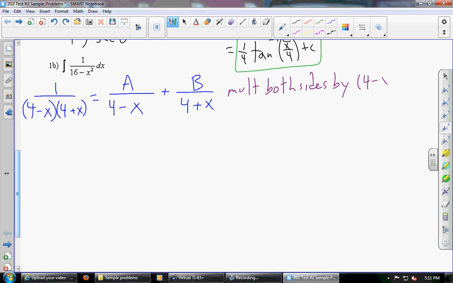Which is 4 minus x times 4 plus x. So the left-hand side cleans up nicely. It's just 1 equals the right-hand side, some algebra.